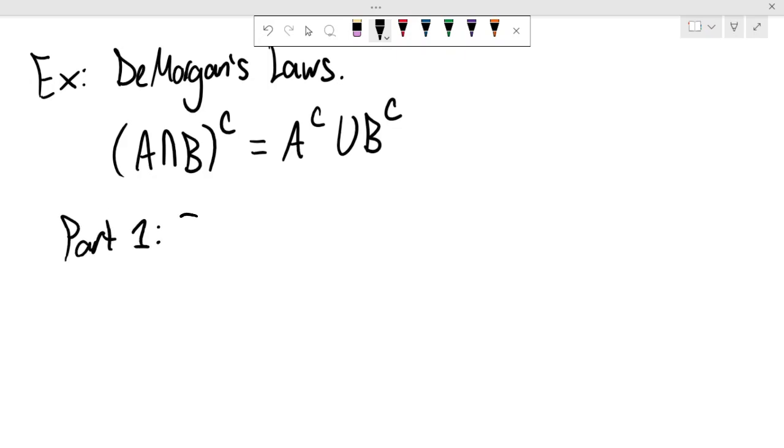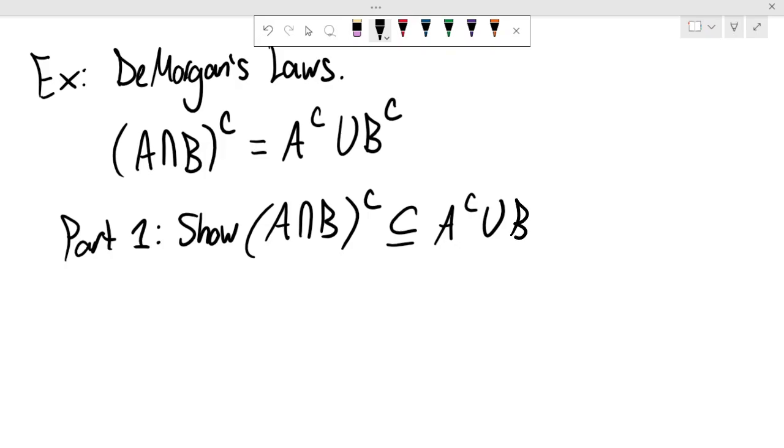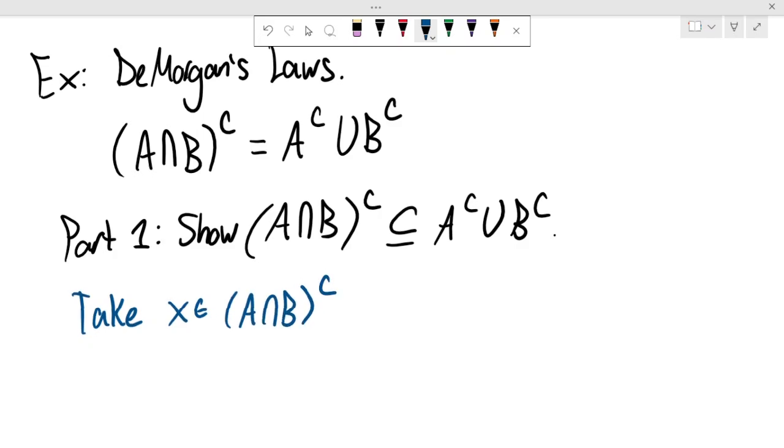So part one, we want to show that (A intersect B) complement is in A complement union B complement. So again, we want to take, I'll do it in a different color here, some element in the first set and show that it's in the second set. So we want to take x in (A intersect B) complement. Now, of course, we can't use De Morgan's laws to prove De Morgan's laws, so we can't use this relationship in any form.